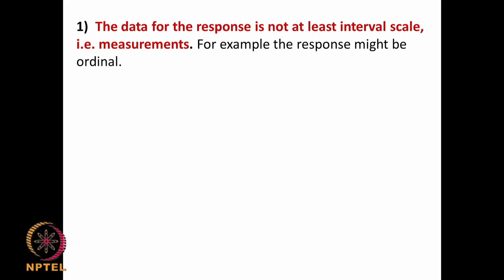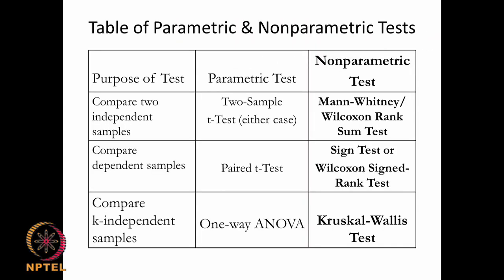The data could be ordinal, that means it is not interval scale, there are no interval scale type of measurements, like pH as a function of time or temperature as a function of time, where you have time as your interval. In such situations, obviously we need to use something else, and they are called non-parametric type of data, so we need to use a non-parametric test.